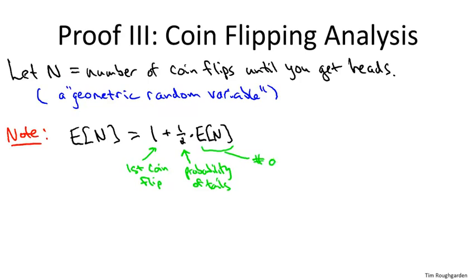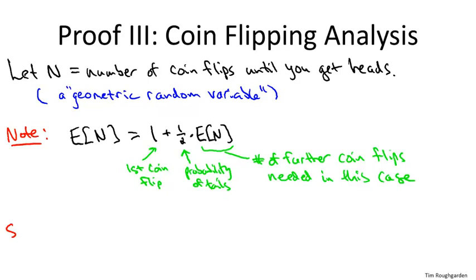So now we have a trivial equation in terms of the unknown expected value of N, and the unique value that the expected value of capital N could have in light of this equation is 2. So on average, if you flip a fair coin and stop when you get heads, you're going to see 2 coin flips on average. To make sure you haven't lost the forest for the trees, let me remind you why we were talking about this coin flipping analysis in the first place.